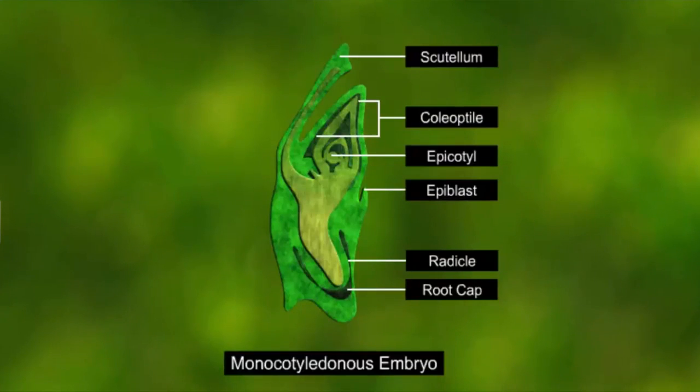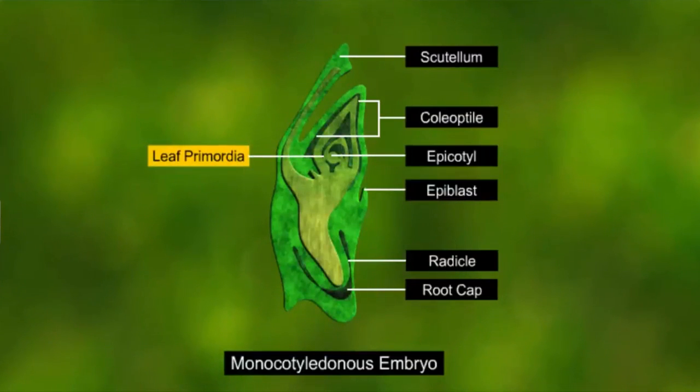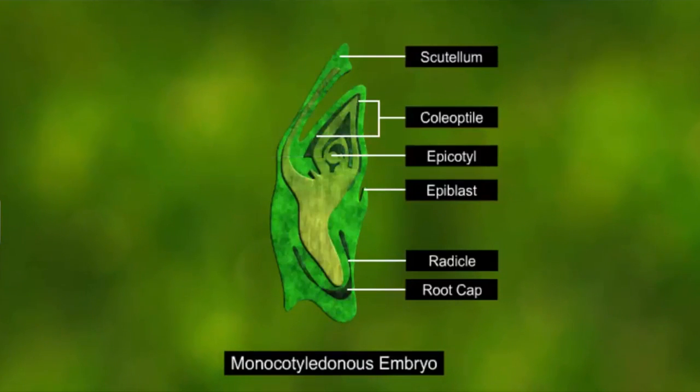The epicotyl has a shoot apex and a few leaf primordia enclosed in the coleoptile, a hollow foliar structure. The lower end of the embryonal axis has the radicle and root cap covered in an undifferentiated sheath called the coleorhiza.